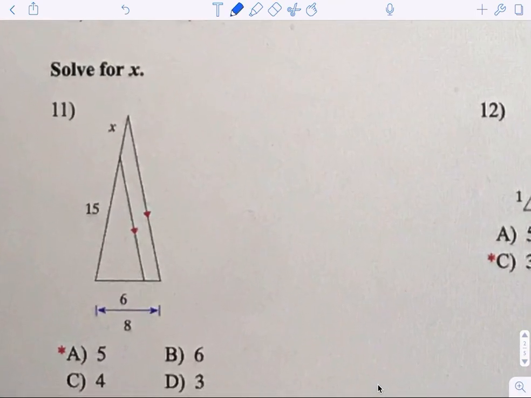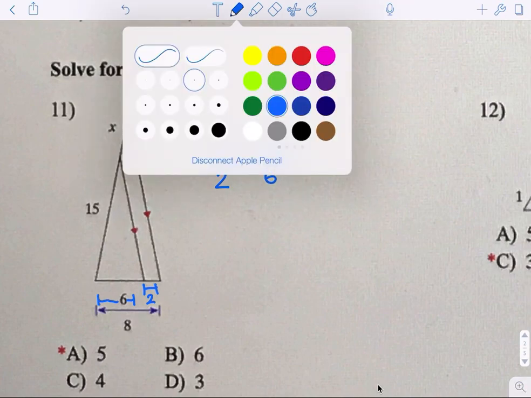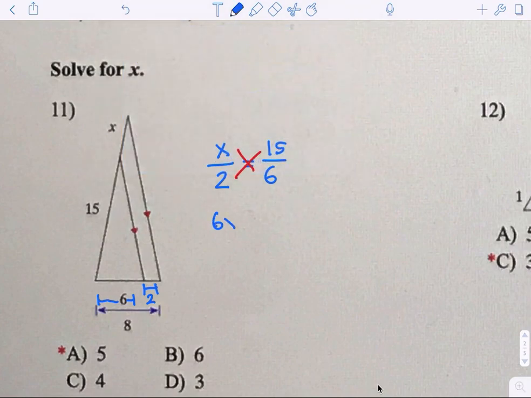Alright, so for 11, 15 and x, okay, this whole thing is 8, and this part is 6, right? So that means this part right here just must be 2. So let's set up a proportion. Many ways you guys can set it up. I'll just do x over 2 is equal to 15 over 6. Cross multiply. 6 times x is 6x, and 2 times 15 is 30. Divide both by 6. And x is going to equal 5.